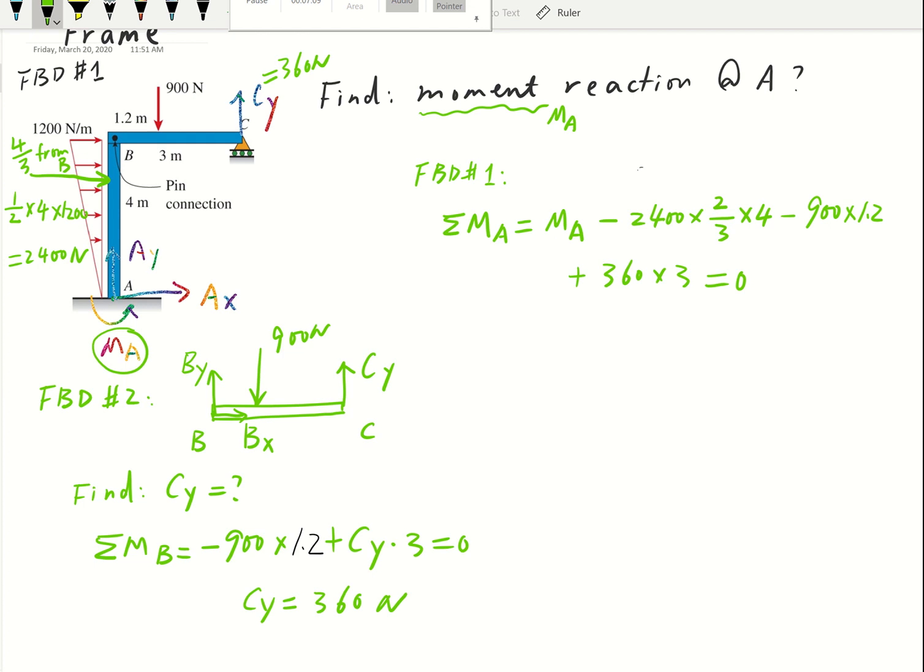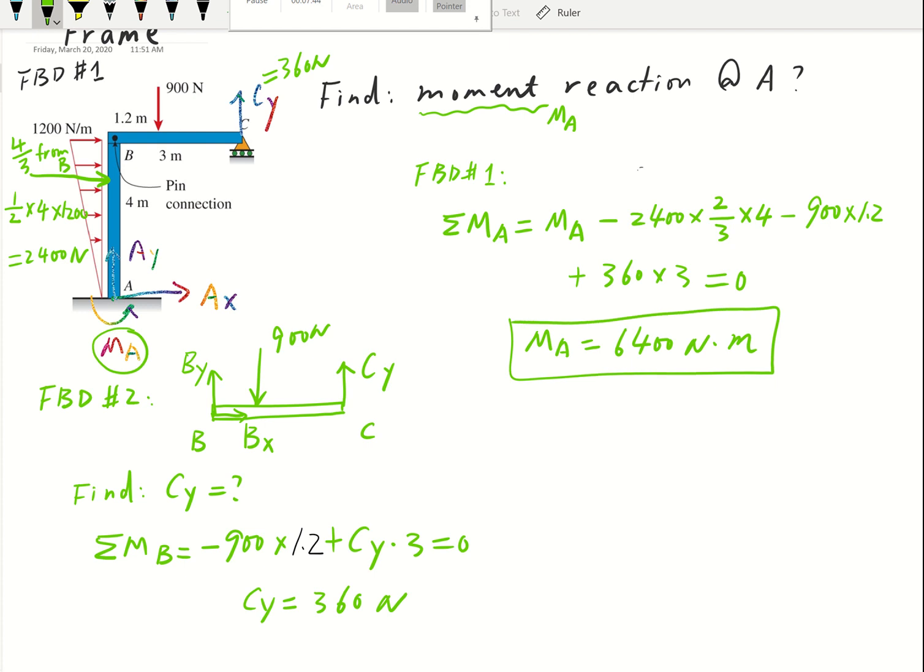Okay. So with all of this, we can calculate our MA equals to. And based on what I have over here, my MA calculation given to me is 6,400 Newton meter. Okay, so that's all. That's to find the moment of reaction at A.